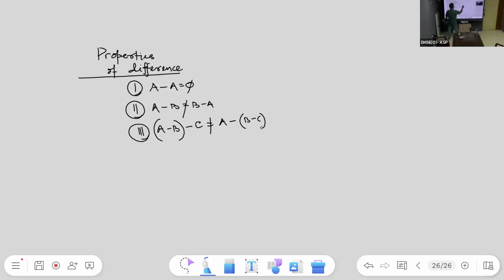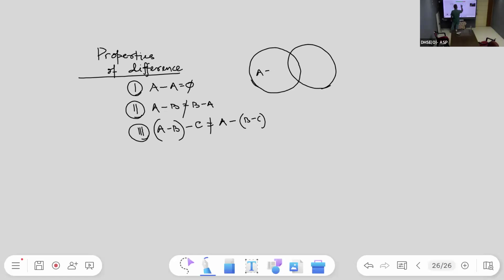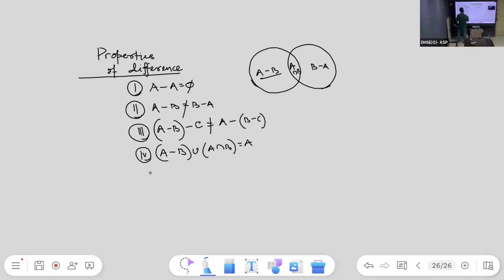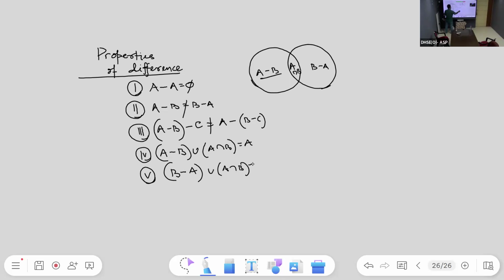Property 4 and 5. You see, this is A difference B. This region is A intersection B. And this region is B difference A. A difference B union A intersection B is equal to A. A difference B union A intersection B is equal to set A. Property 5, B difference A union A intersection B is the set B, right?